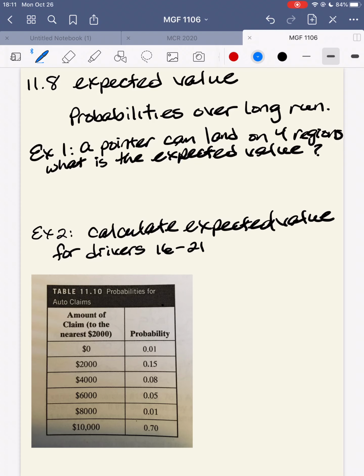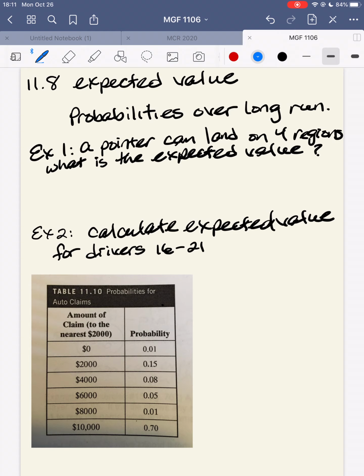All right, so with 11.8 is our last topic here. It's expected values. And expected values are the probabilities over the long term, or the long run. Okay? And usually how we go ahead and find these is to multiply each outcome by its probability and then add them together. All right, so we're going to do 3 examples of this.